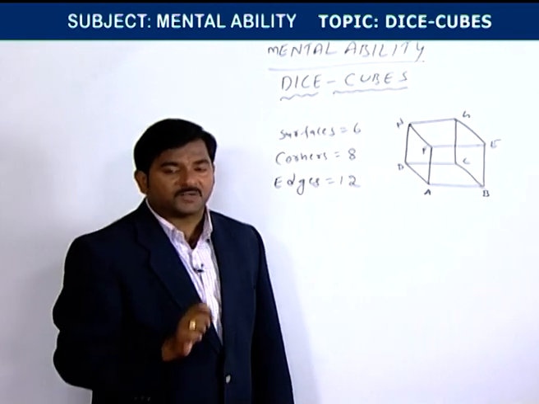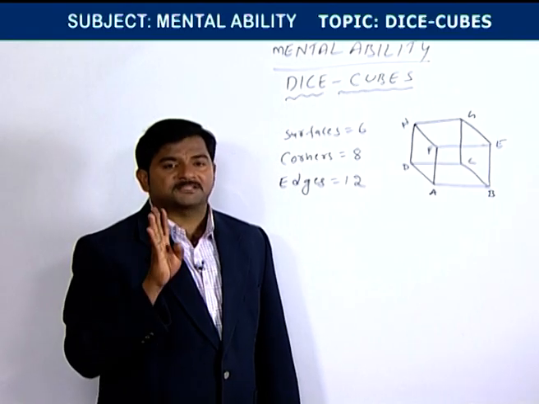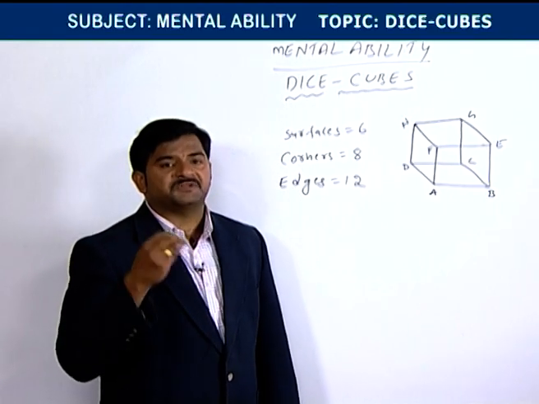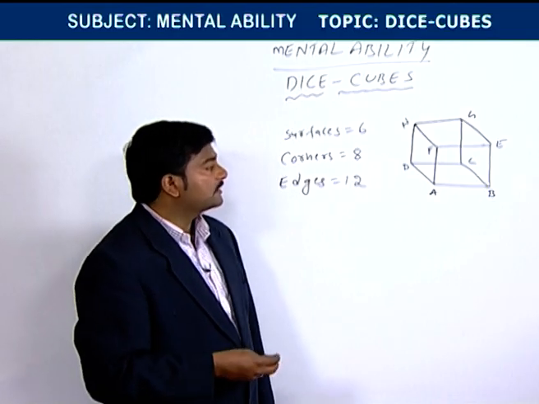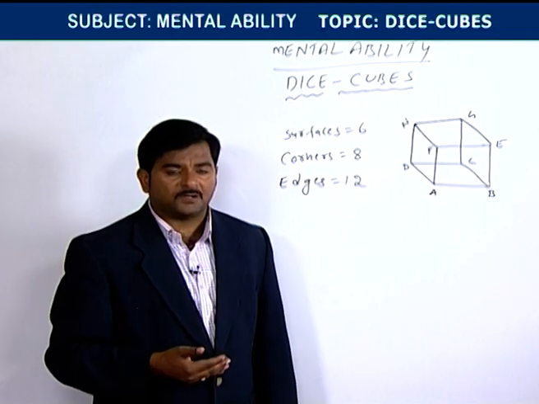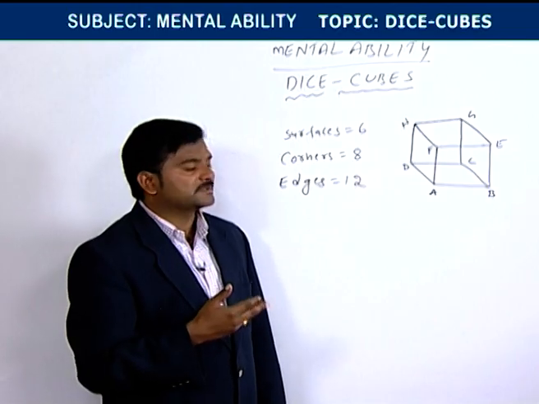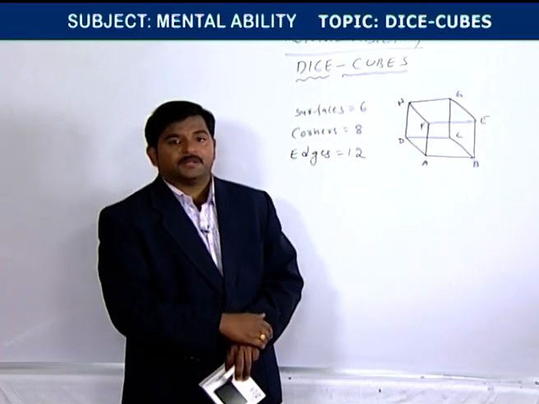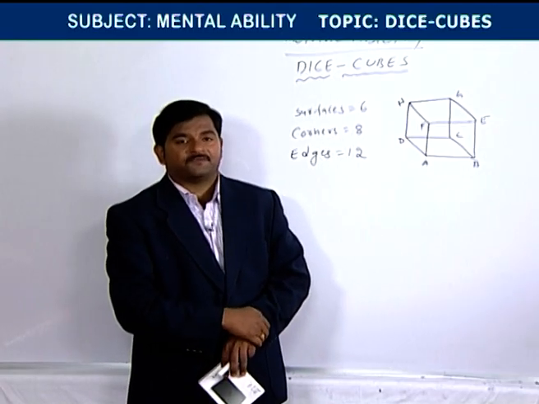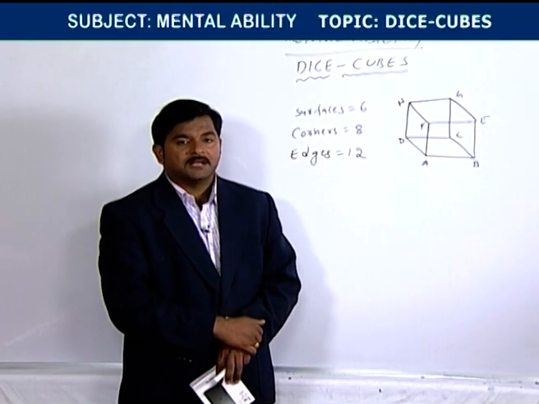A die or a cube has 6 surfaces or simply faces. It has 8 corners, and it has 12 edges. Okay, this we will discuss by taking one small concept. I already told you a cube has 6 surfaces, 8 corners and 12 edges.